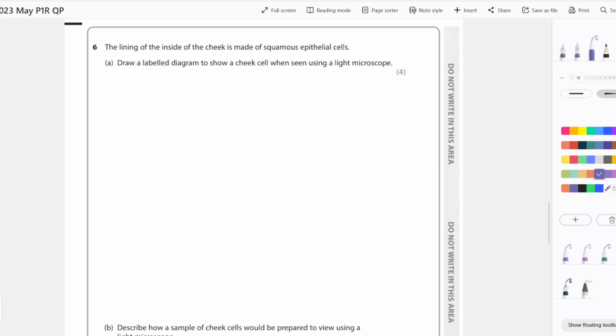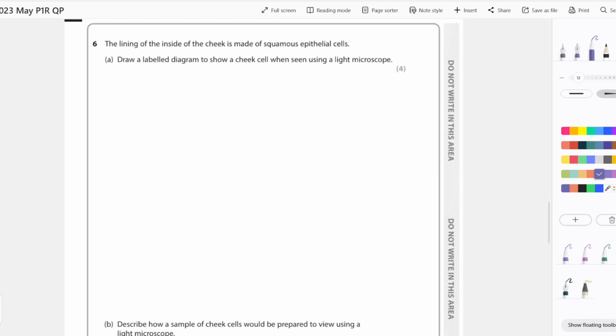The lining of the inside of the cheek is made out of squamous epithelial cells. Draw a labeled diagram to show a cheek cell when seen under a light microscope. So it's asking you to draw a cheek cell, so we're just going to draw something that looks like this.